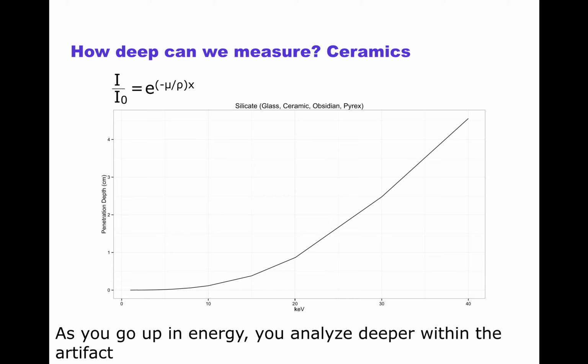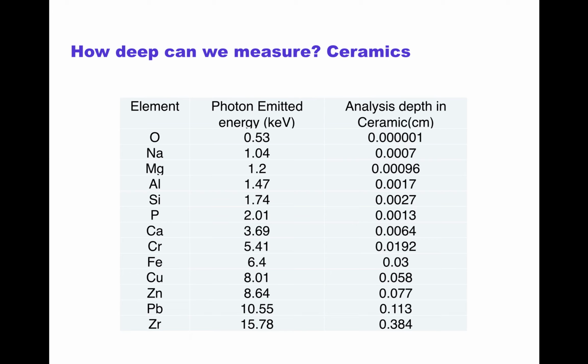Which begs an important question: we must have reference standards that are similarly thick to our sample. Here, for example, we can look at this in a much more straightforward manner. Look at sodium. With sodium fluorescing at 1.04 keV, the analytical depth is 0.0007 centimeters, or, phrased another way, 7 microns deep. This is extremely shallow. However, if we include zirconium at the bottom, which fluoresces at 15.78 keV, well, the analytical depth there is 0.38 centimeters, or almost 4 millimeters deep. In this case, we would be analyzing quite a bit deeper.